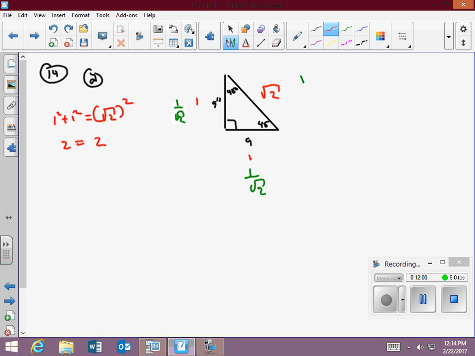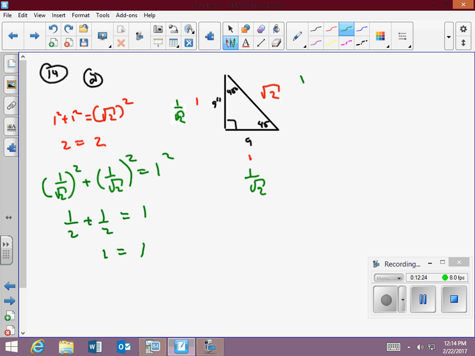So that'd be an appropriate right triangle ratio if you did 1 over the square root of 2, one side, square root of 2, and then that's equal to 1. So if you square them, then this is 1/2 plus 1/2 equals 1. So however you want to do the ratio of sides, and then you can do ratio and proportion.